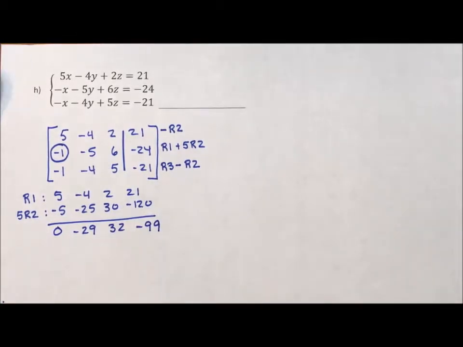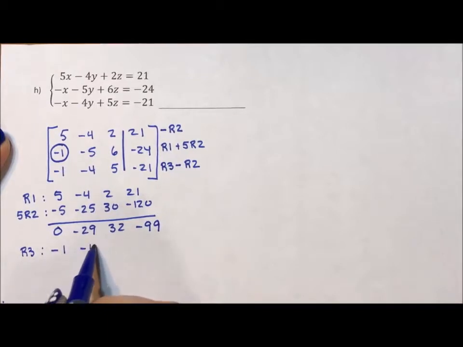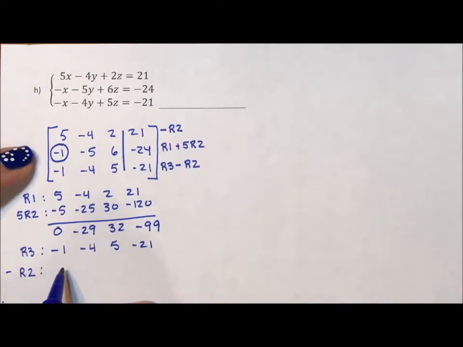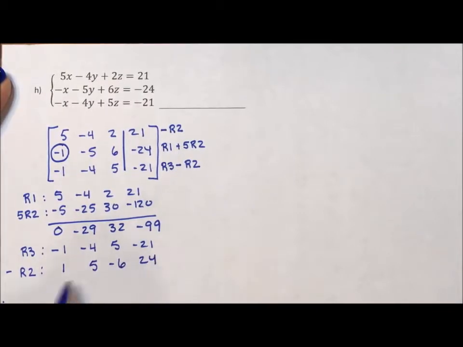These are really ugly numbers. Don't worry, this process will work, I promise. Then I'm going to have row 3, which is -1, -4, 5, and -21, minus row 2. I put the negative in there because I don't want to end up subtracting. I always want to add down. So negative row 2 is going to become a +1, a +5, a -6, and a +24. When I add down here, I'm going to get 0, 1, -1, and 3.